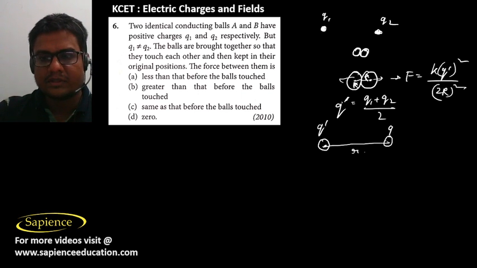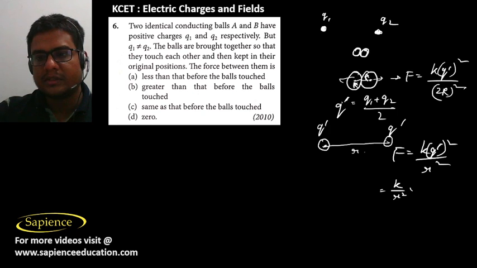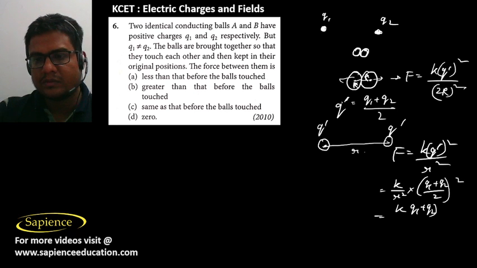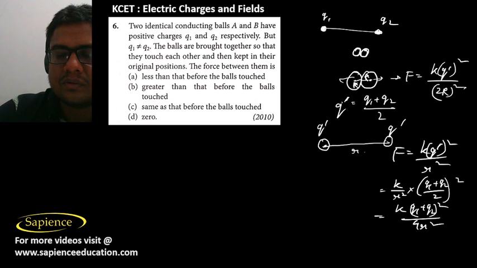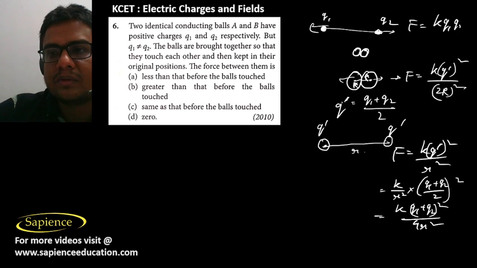and then here they have charges q dash and q dash. Then here the force will be k q dash whole square by r square. So this will be k by r square into q1 plus q2 by 2 whole square, which is k into q1 plus q2 whole square by 4r square. And then initially, before they were brought in contact, the force of repulsion in between the two conducting balls will be k q1 into q2 by r square.